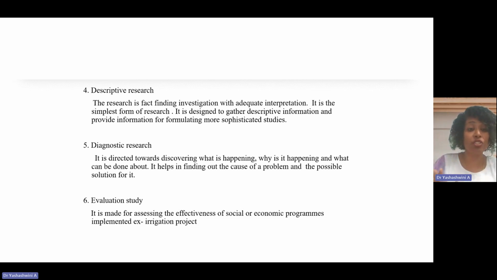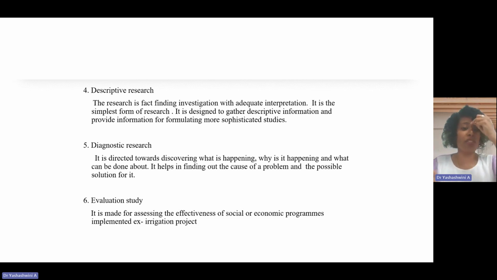The next form of research is diagnostic research. Now, diagnostic research revolves around these three questions, to understand it in an easier form. What is happening? Why is it happening? What can be done about it? To find out the root cause of the problem and also to give a solution for the same.